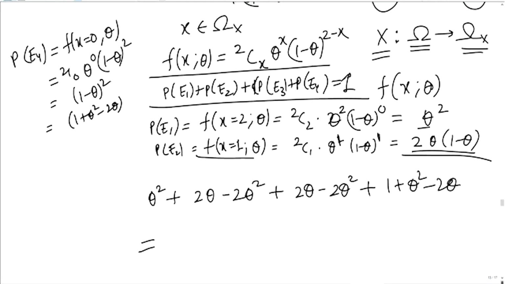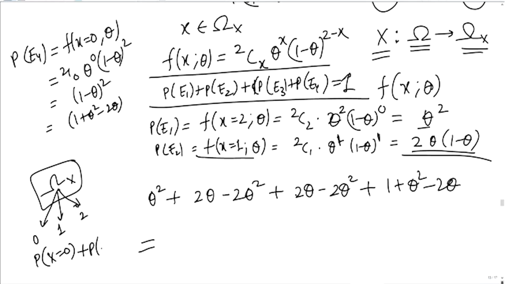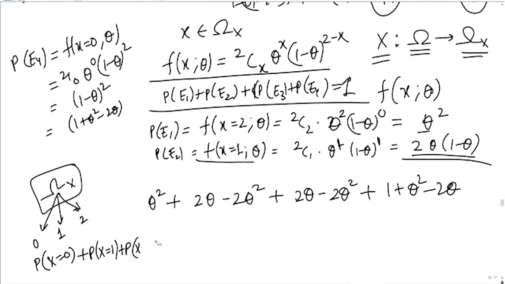All right. And also this would go away, because now you need to apply these 3 axioms on this sample space omega x. So, what are the possible values omega x can take? There are 3 possible values, 0, 1 or 2, right? So, that means probability of x equals 0 plus probability of x equals 1 plus probability of x equals 2 will be equal to 1.